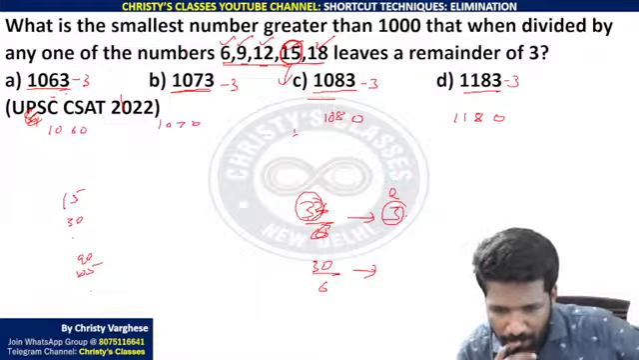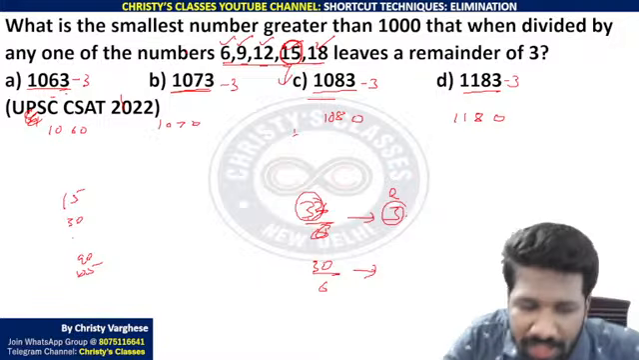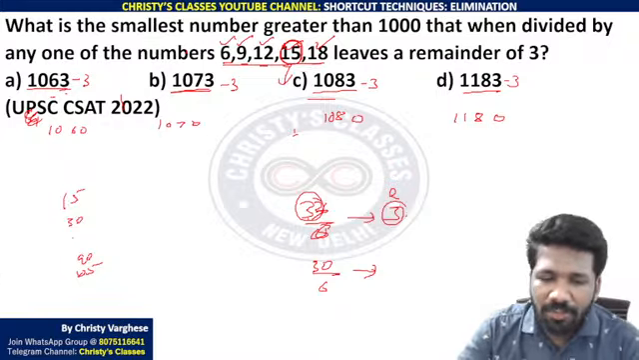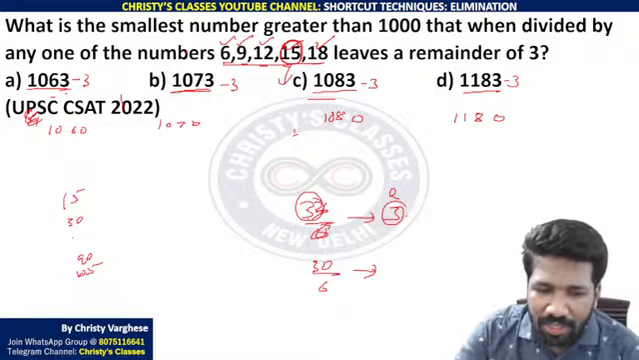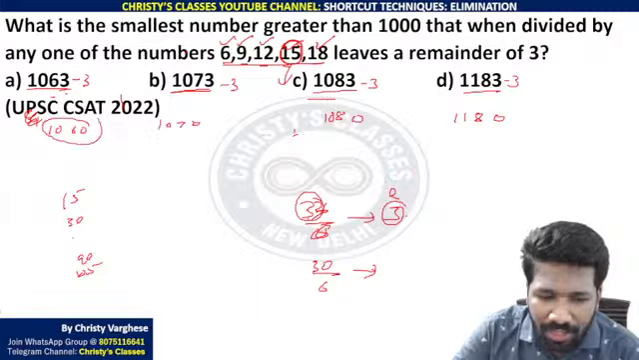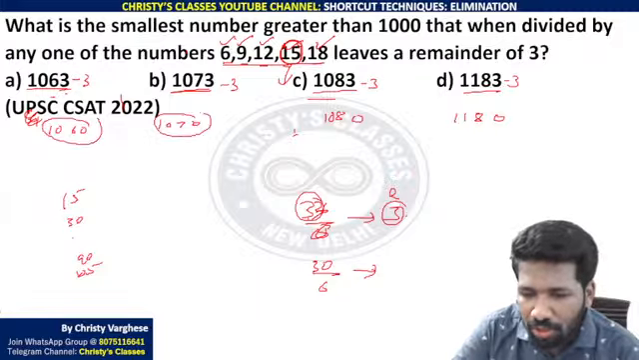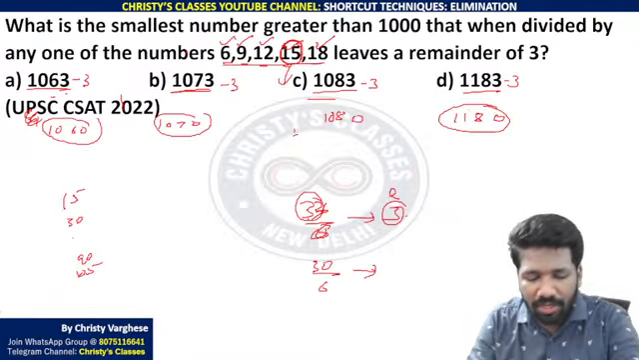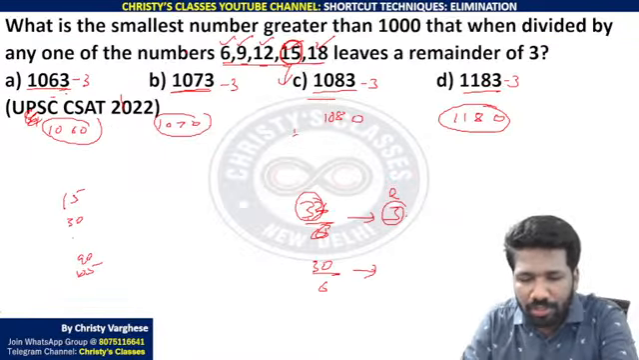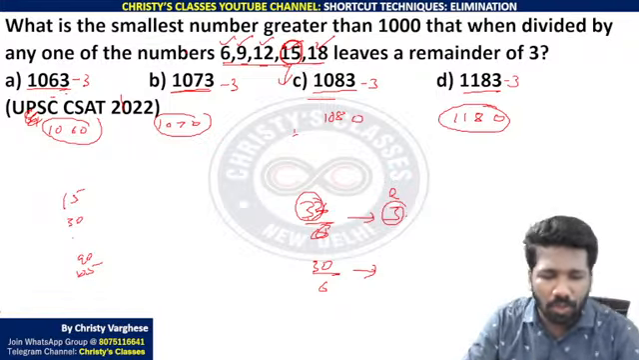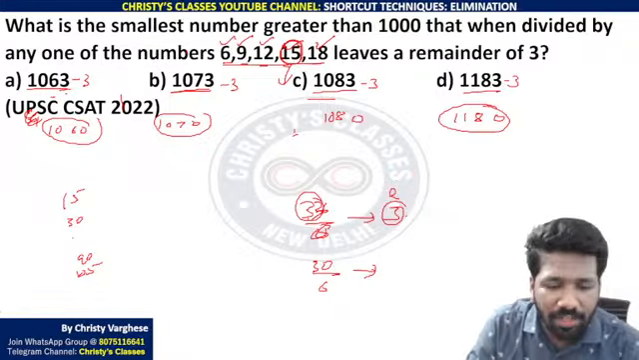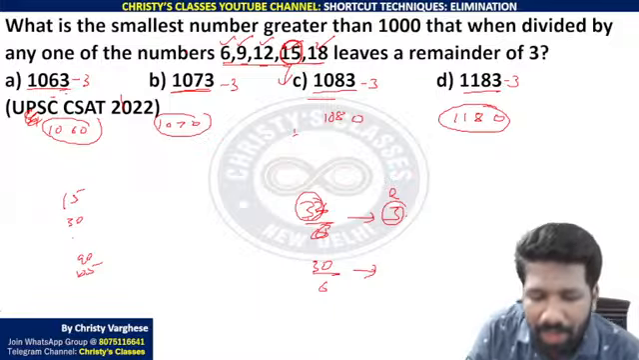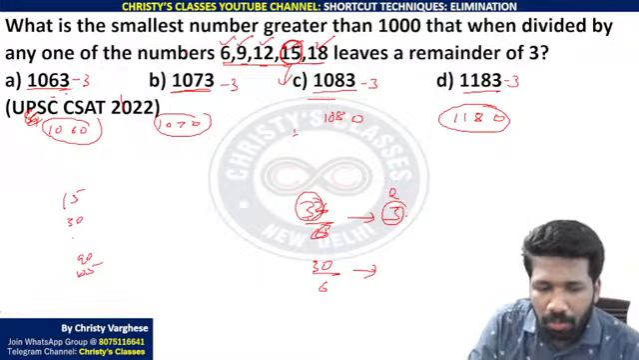Yeah, checking 9 will be better. Checking 9's divisibility: if you check 9's divisibility here, this is not divisible by 9, this is not divisible by 9, this is not divisible by 9. Test of divisibility idea, I hope you know. I will share a flashcard so that new students can learn that also. In school days you have learned how to check whether a number is divisible by 9. I hope all of you remember that.